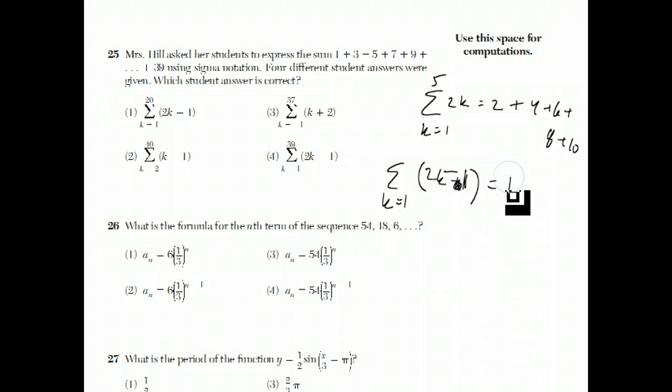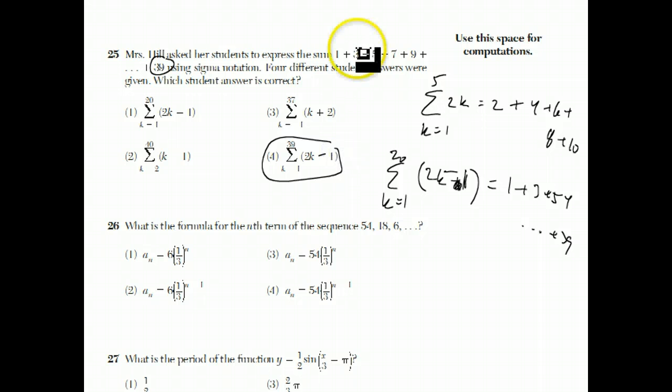That would get me 1 as my first number. And I want to go up until I hit the number 39. Well, 39 would come out if 2k was 40, so if k was 20. So this would make 1 plus 3 plus 5 all the way up to 39, which is why the answer to this question is choice 4.